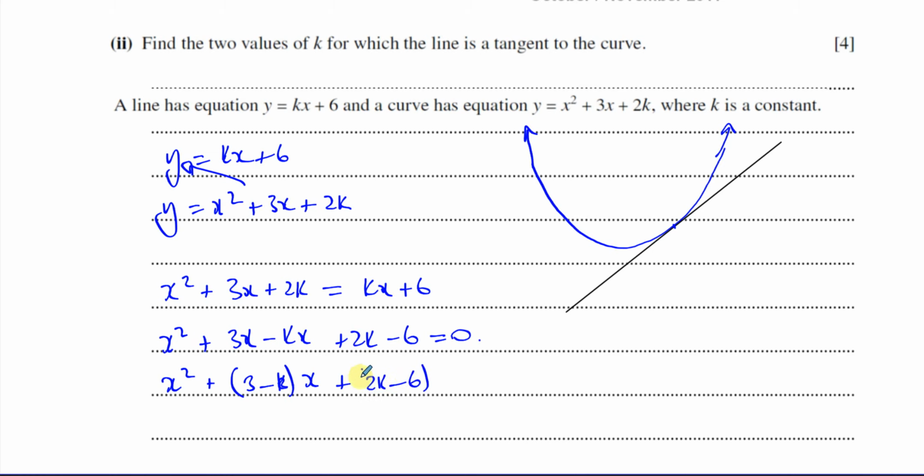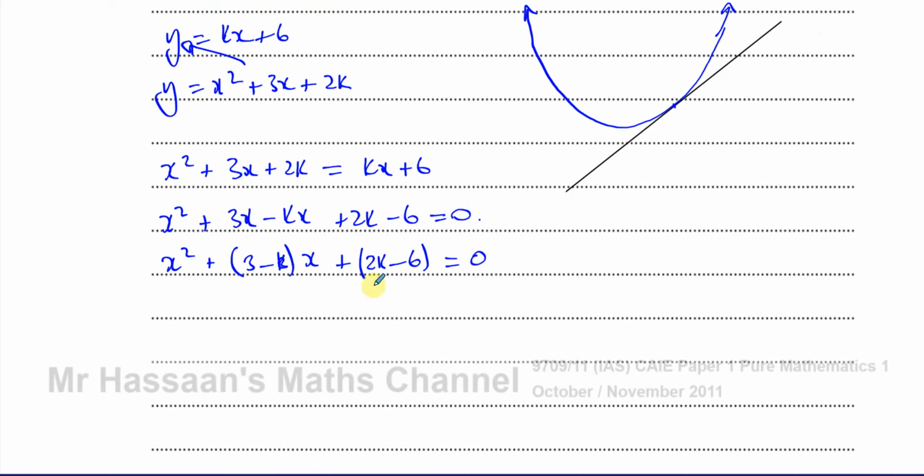Now this whole thing is my constant. K is a constant. So this is like the x squared term, this is the x term, and this is the constant term. And we know that that's equal to 0. So now, how do I find the value of k?